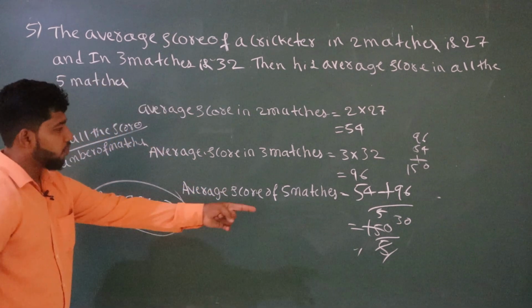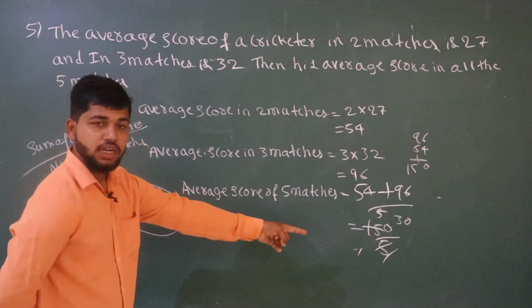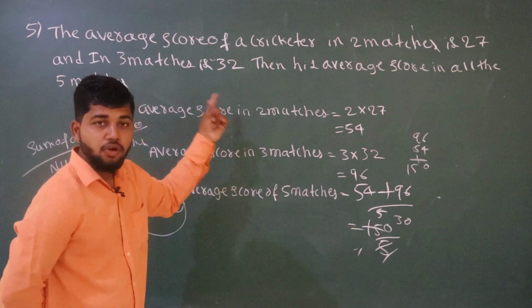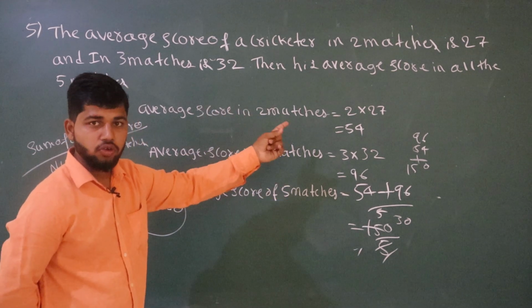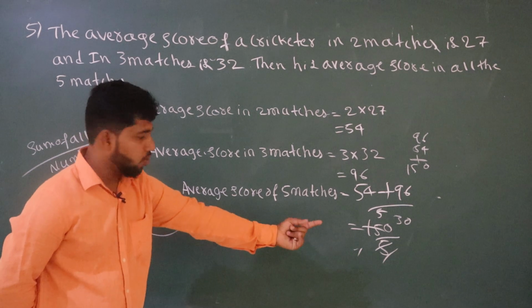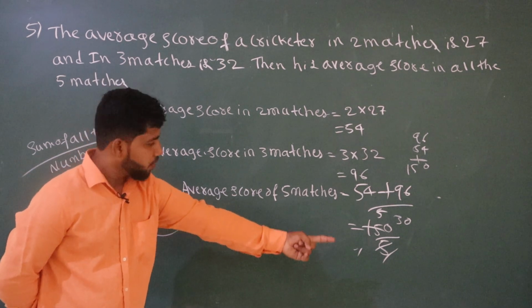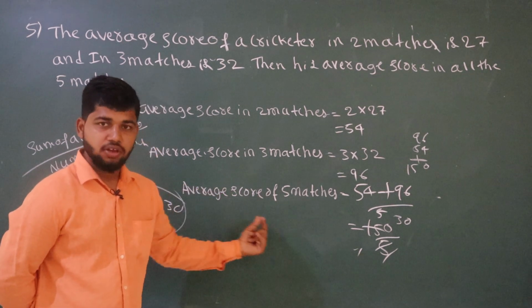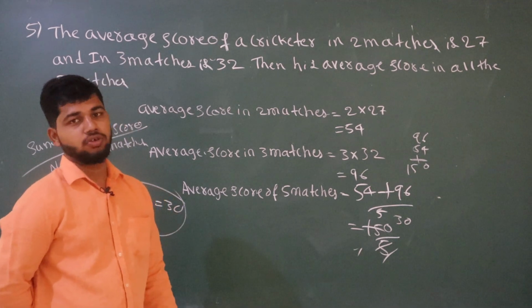Now 54 plus 96 is equal to 150, divided by the number of matches, which is 2 plus 3. He is going to play 5 matches, so the number of matches is 5. 5 threes are 15, so 150 divided by 5, then you will get the average equal to 30.